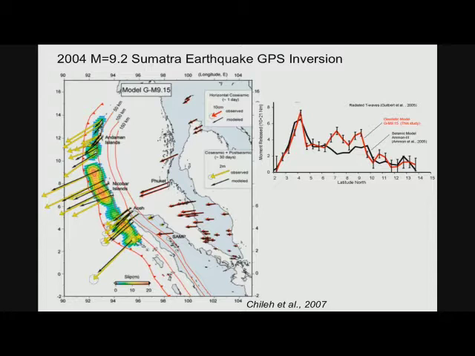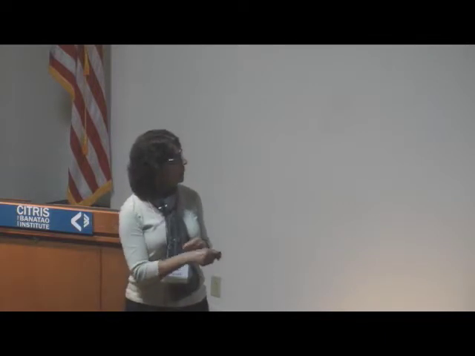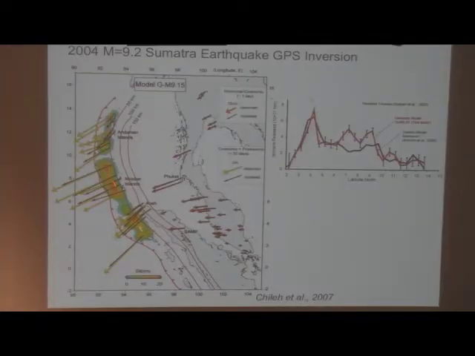But here I mostly wanted to mention that we can do this with two kinds of data, hopefully even integrating the two and getting an even better picture of slip, but that we can really determine now slip along the plate interface and its distribution.